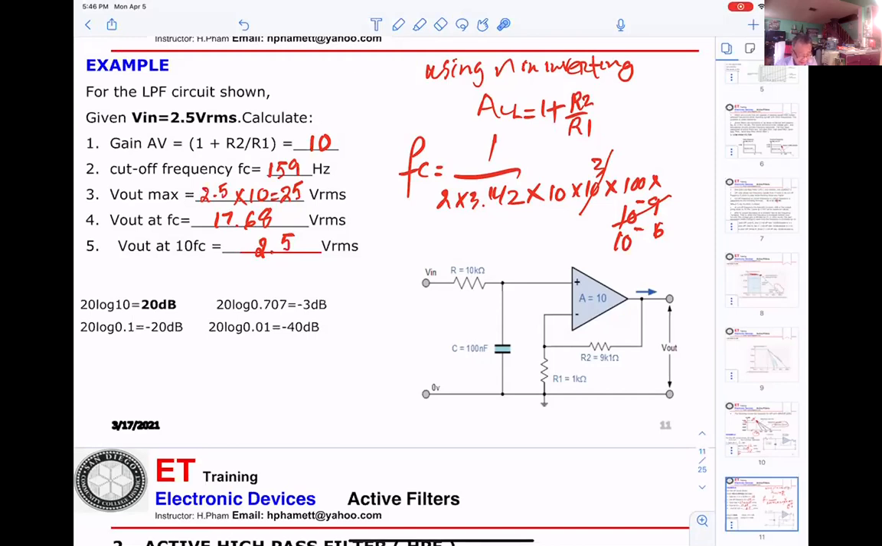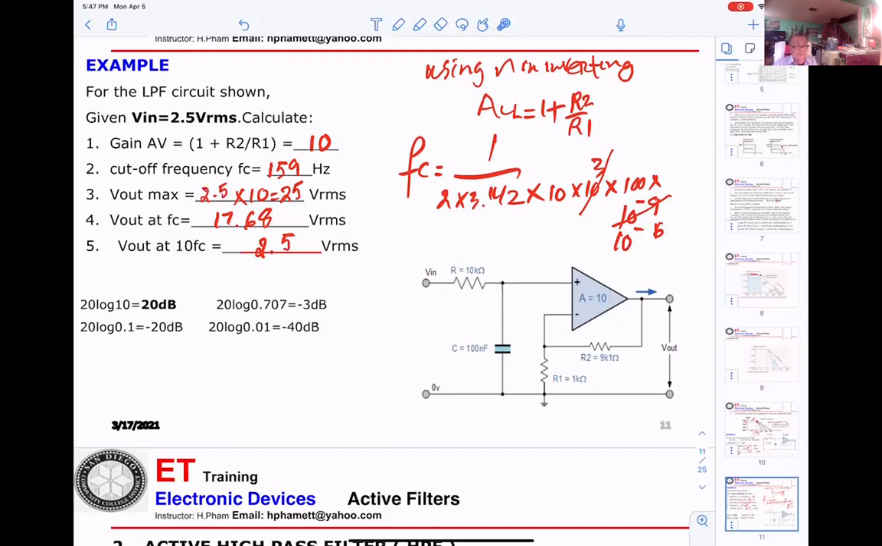And they are asking for Vout at the cutoff frequency. At the cutoff frequency, the output goes down 3 dB. That means 25 times 0.707, and you get 17.68. They also ask for the Vout at 10 times the cutoff frequency. You take 25 times 0.1. Any questions or anything?